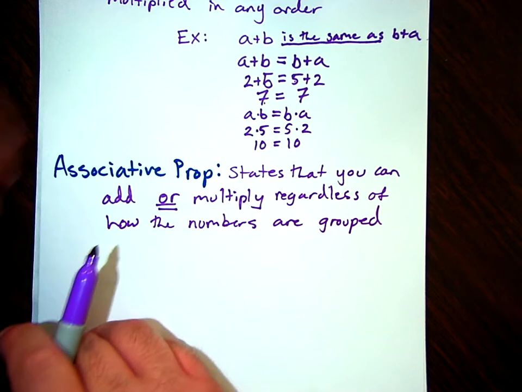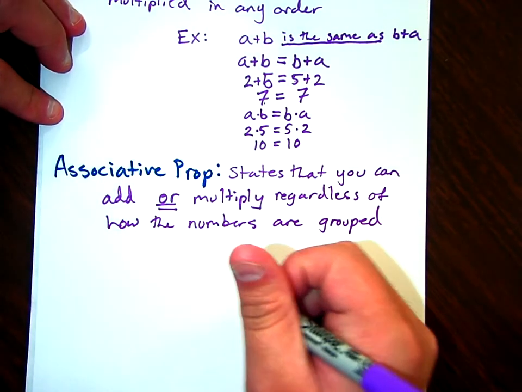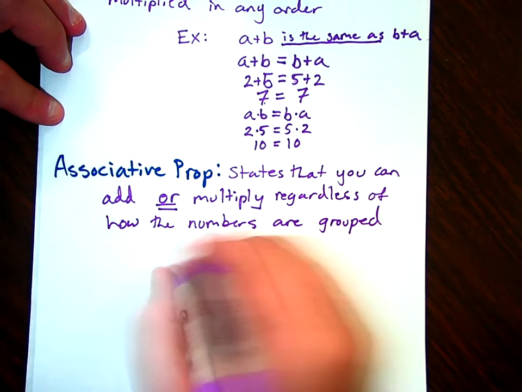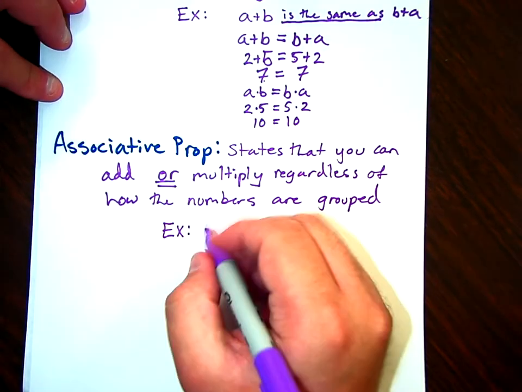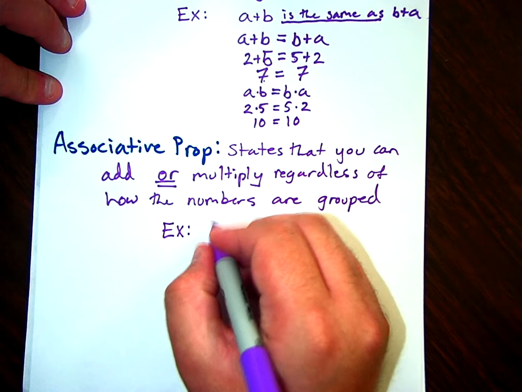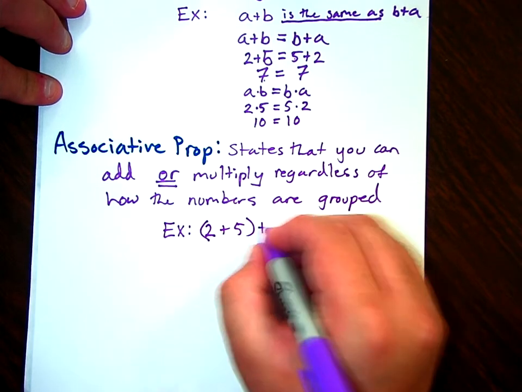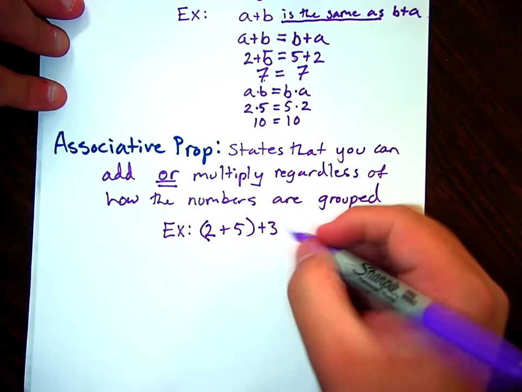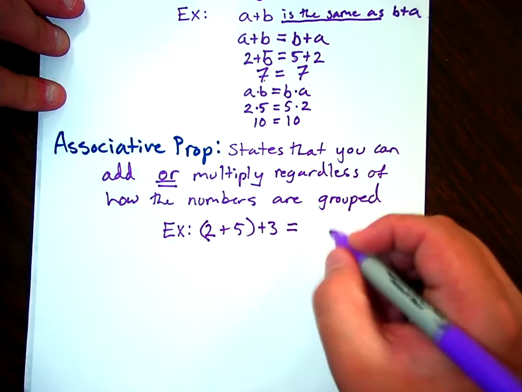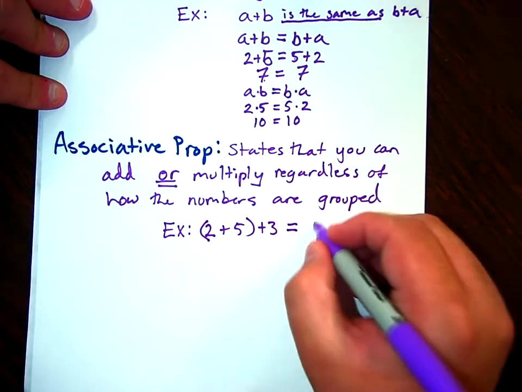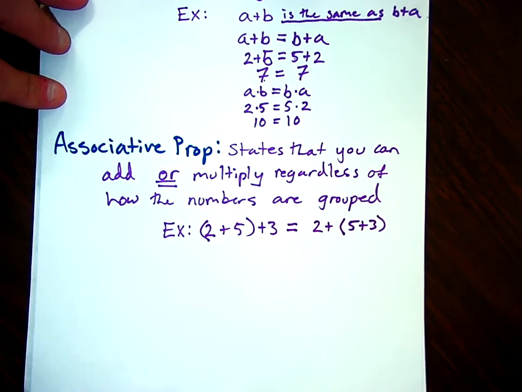And again, let's look at an example just to be sure that it does apply to what we know of addition and multiplication. Starting with addition, okay, let's use the expression 2 plus 5 in parentheses plus 3. And if the associative property holds, then that should be the same as or equal to 2 plus in parentheses 5 plus 3. Okay, so these should be the same thing.